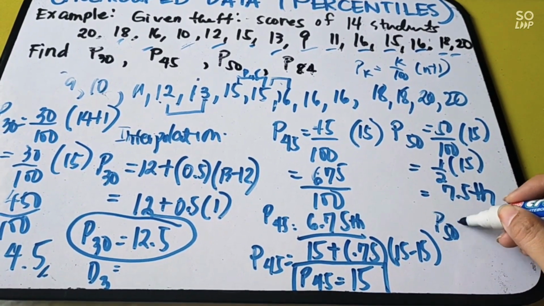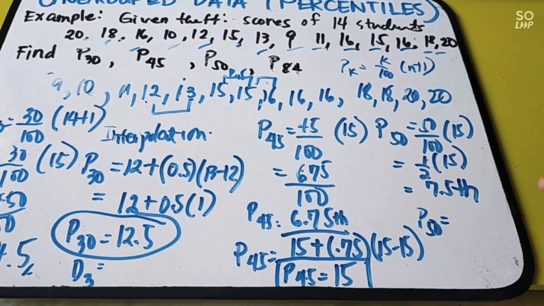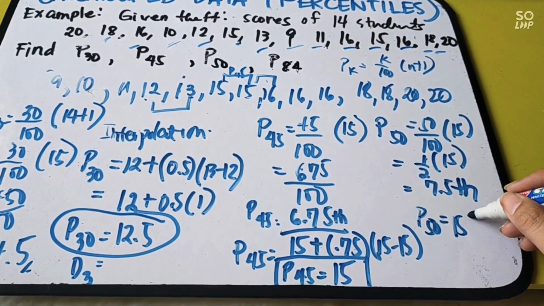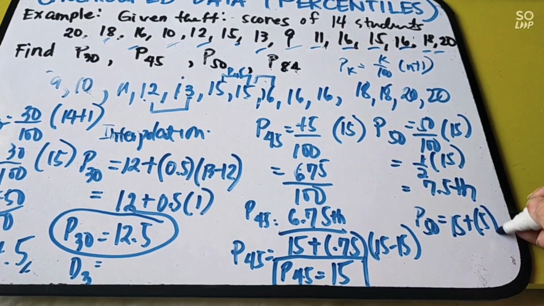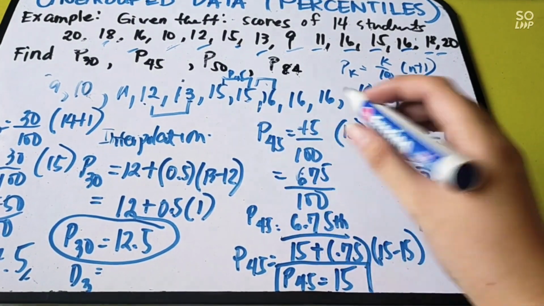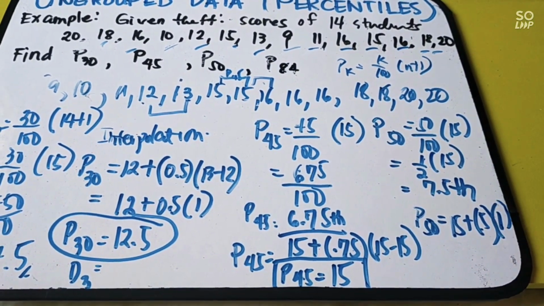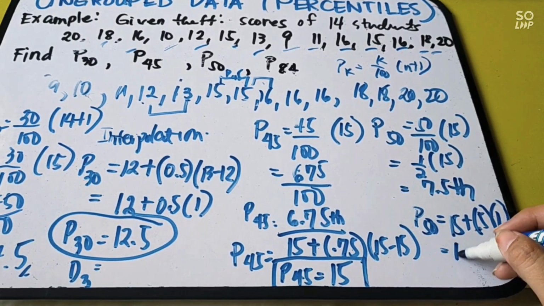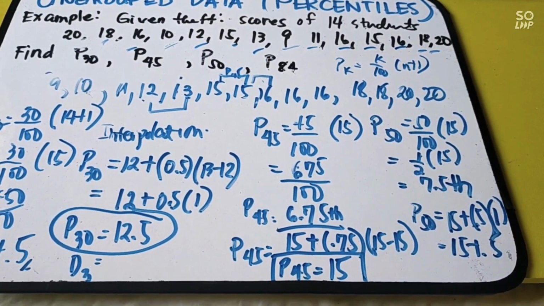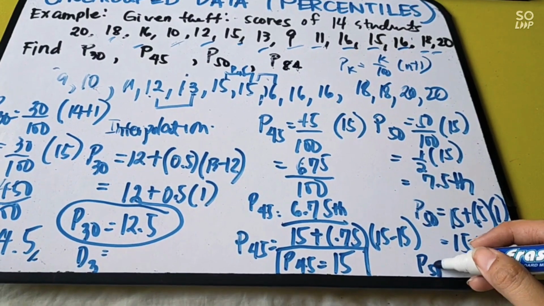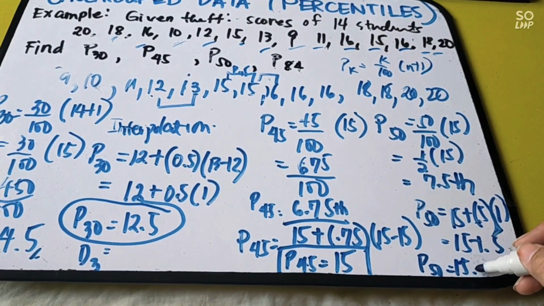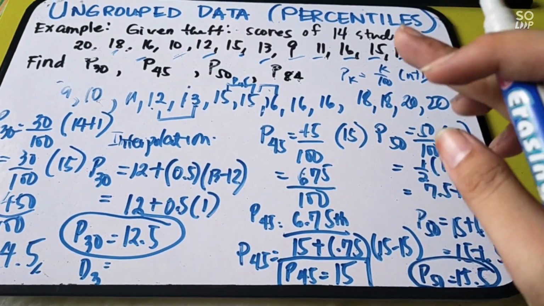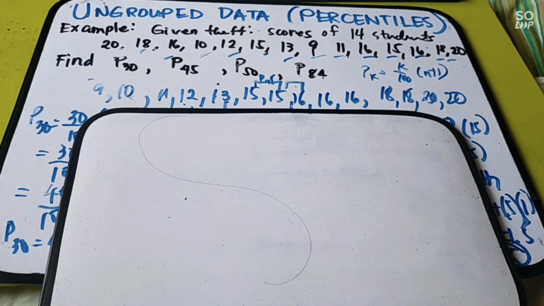P sub 50 is equal to 15 plus 0.5 times 16 minus 15, that is 1. Okay? 0.5 times 1 is 0.5. So, we have 15 plus 0.5. Ganun lang. 50 sa 50, we have here 15.5. Okay? Did you get it? Now, let's move with the 84th percentile.